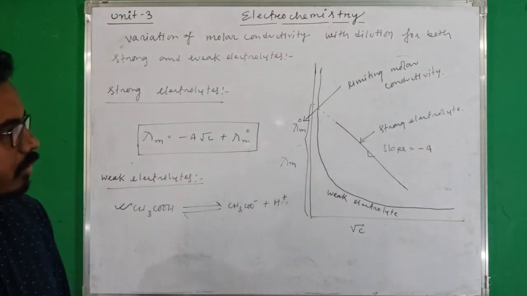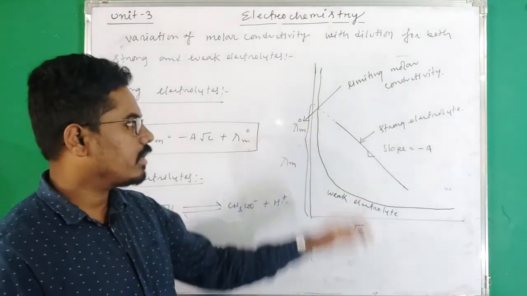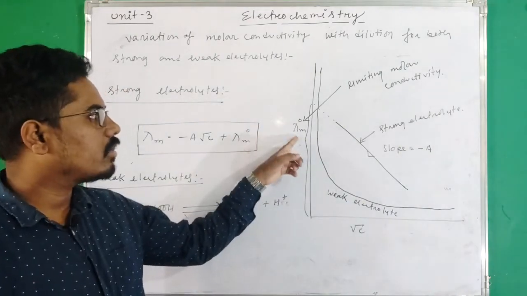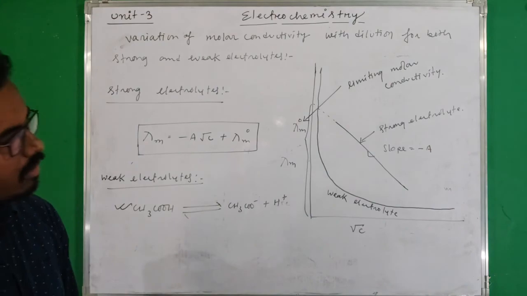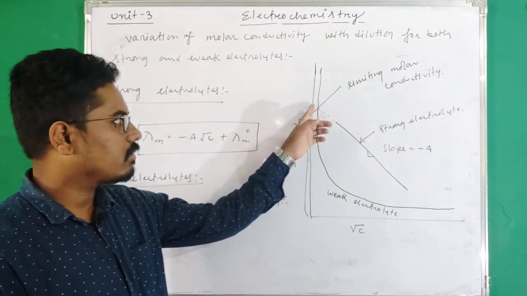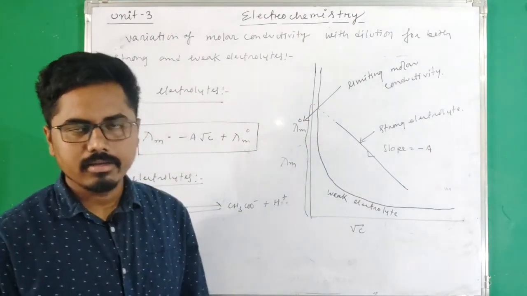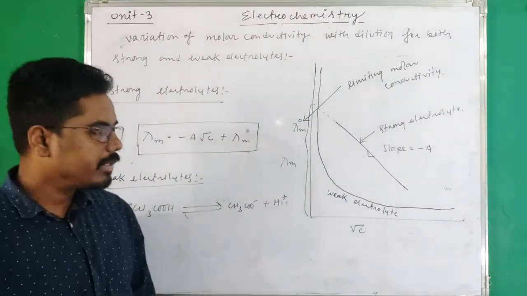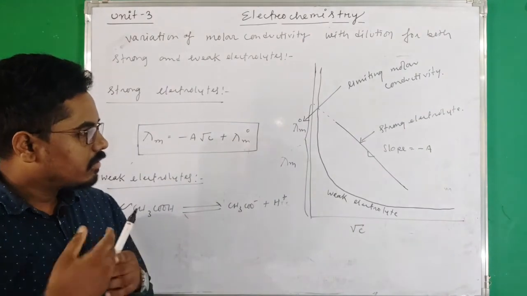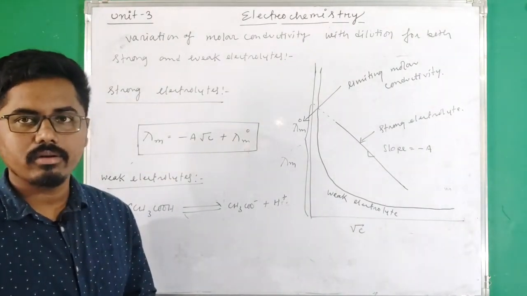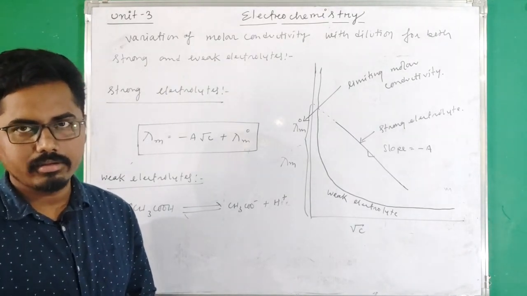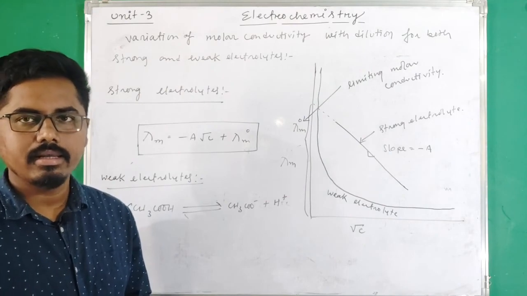We have seen that for a weak electrolyte, the graph will never meet the y-axis. Therefore, we will not be able to determine the limiting molar conductivity, Lambda m naught, of a weak electrolyte from the graph. But for a strong electrolyte we can determine it from the graph. To determine the limiting molar conductivity of weak electrolytes, there is one law, known as Kohlrausch's law of independent migration of ions, and about that law we will discuss in our next class.